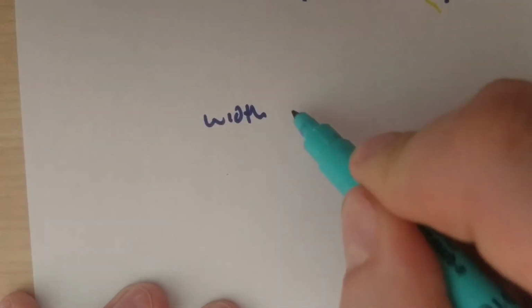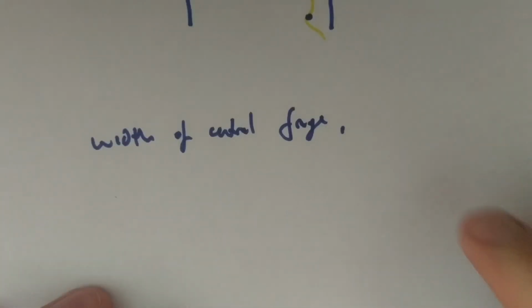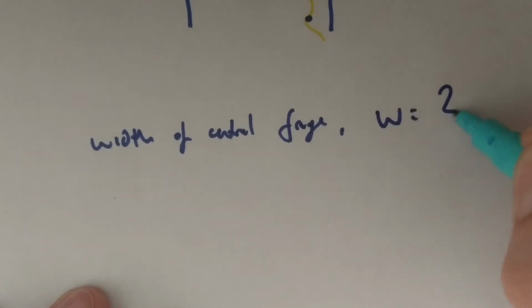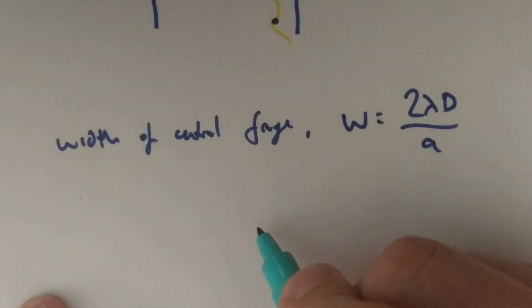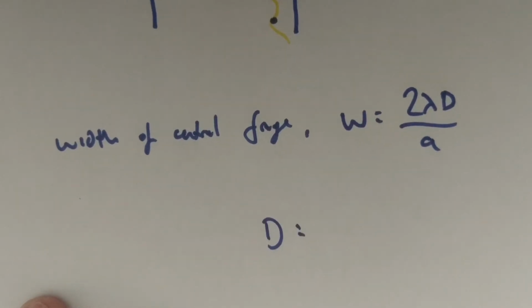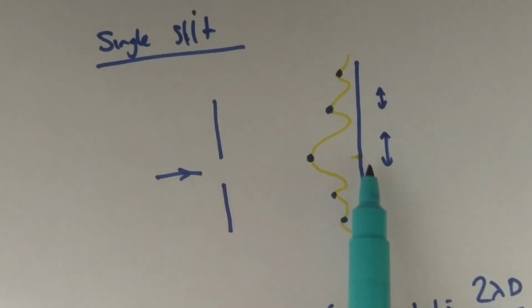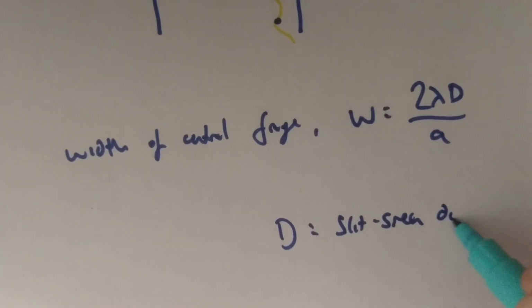The key equation for this is knowing, well, what is the width of the central fringe. To get a nice equation for this, the width is just going to be 2 lambda D over a. So in this case, w, as we said, is the width of our single fringe. D is the distance from slit to screen. And a is our aperture width, so in this case, the width of the single slit.